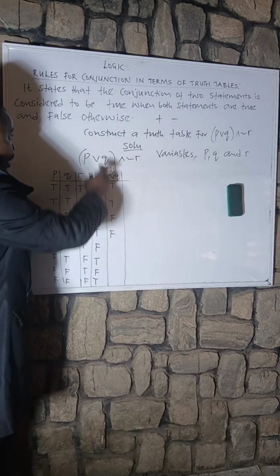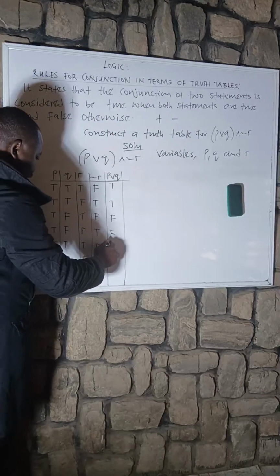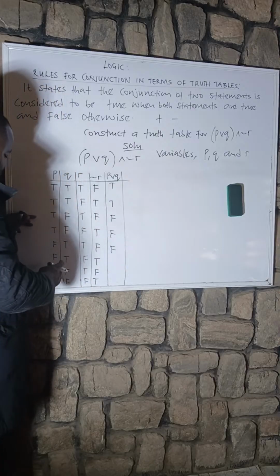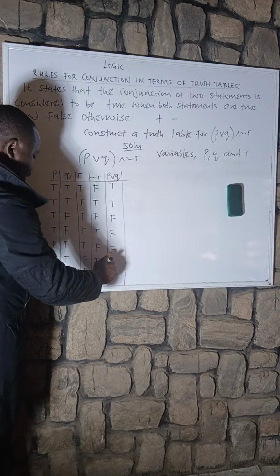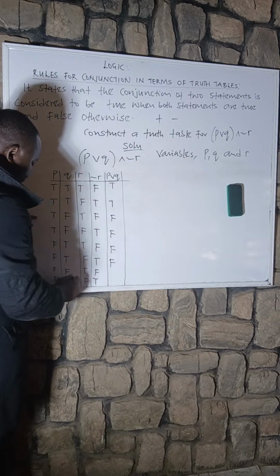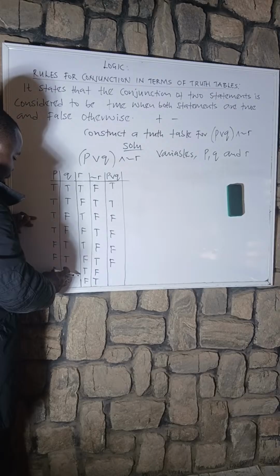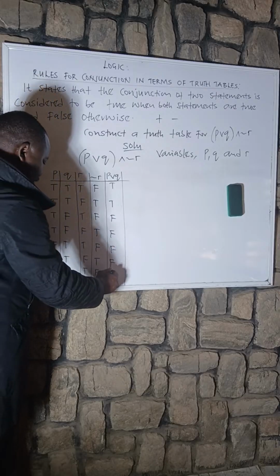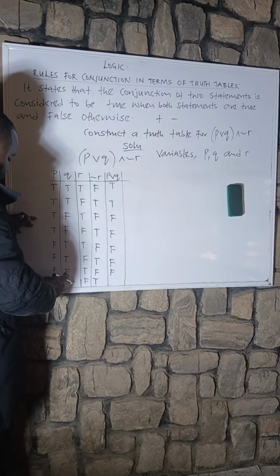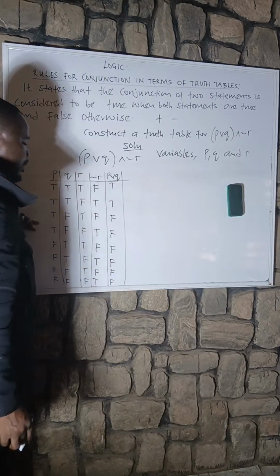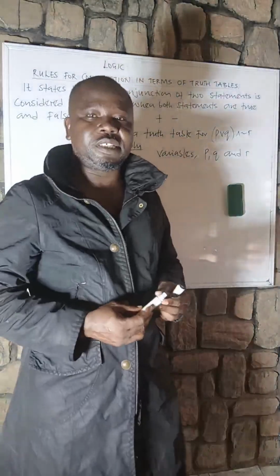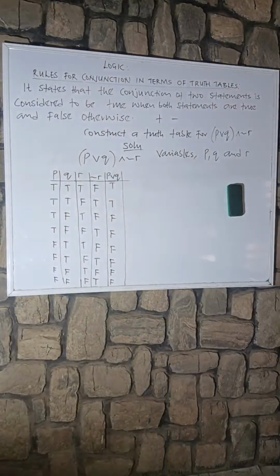Then this is false and this is true. What are you going to write according to the rule? False. This is false, this is false, we are still going to write false. Again this is false, this is false, we'll still write false. Can you see now? Do you have any question, please?